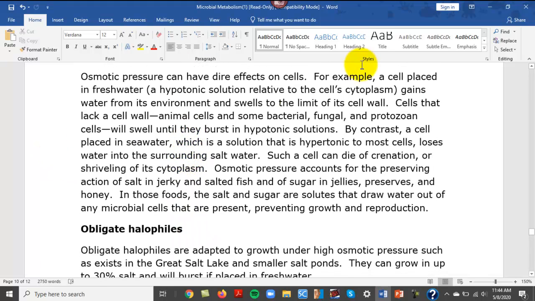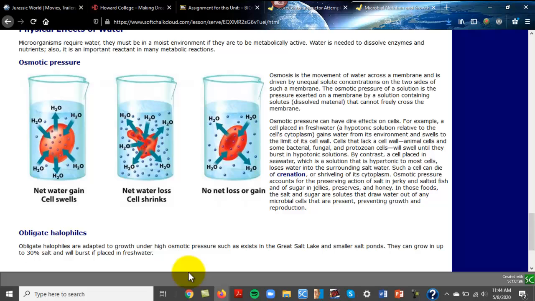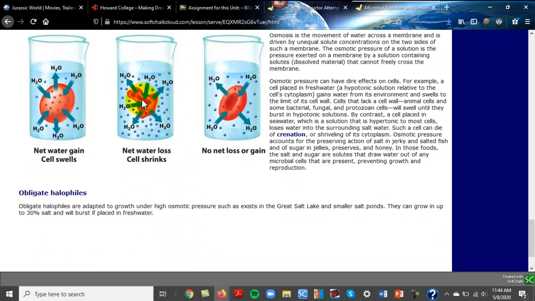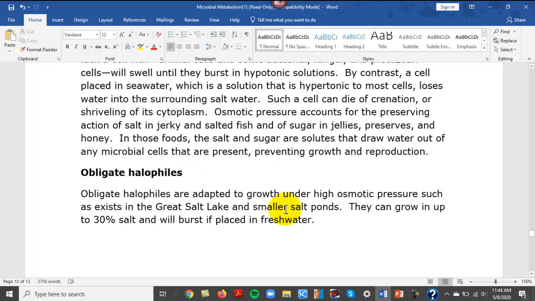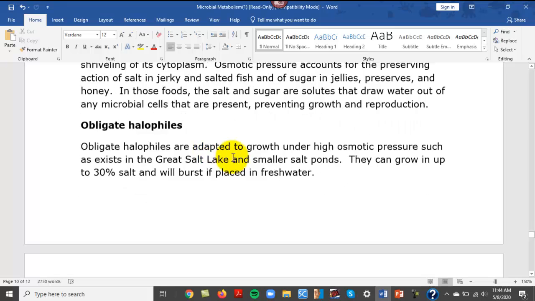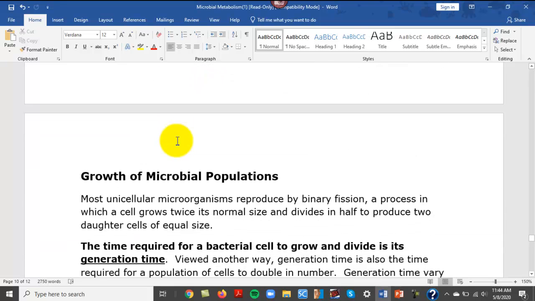But this part mentions here, I was talking about this in the other video. Any food or process that has lots of salt and sugar will draw water out of cells, and as a result, food will last longer. Microbes can't survive that. However, like everything else, there are exceptions. This is one of those, an obligate halophile.